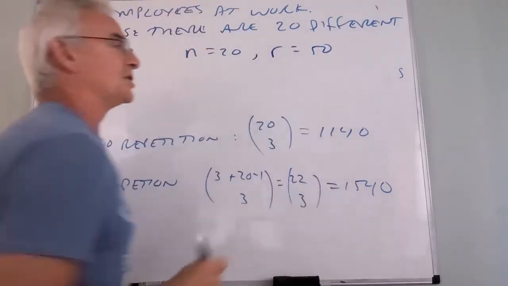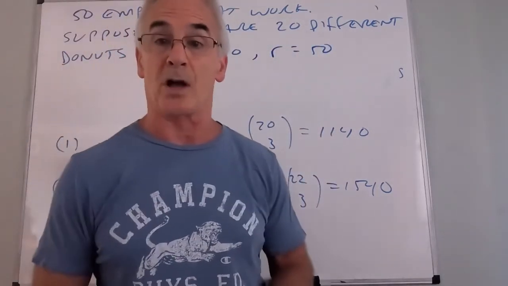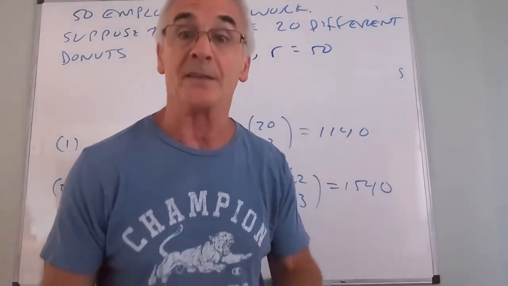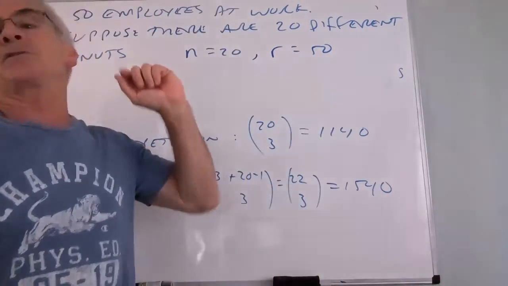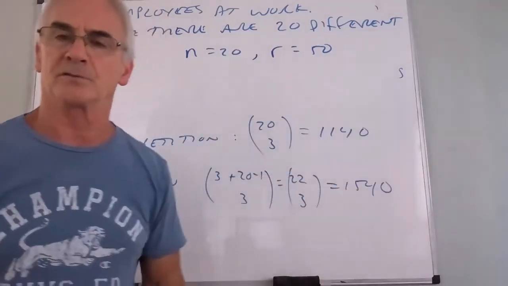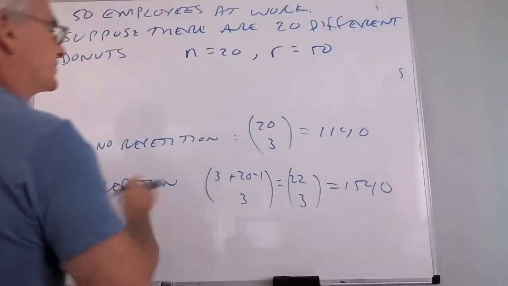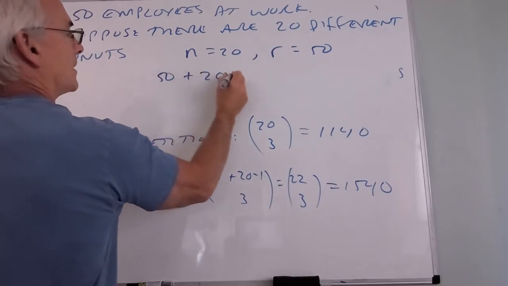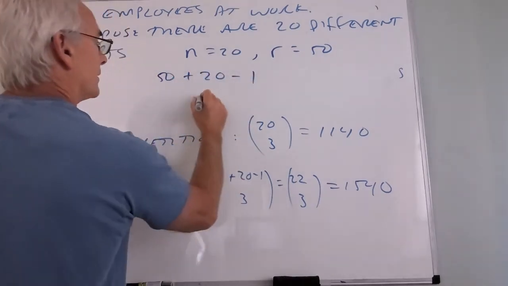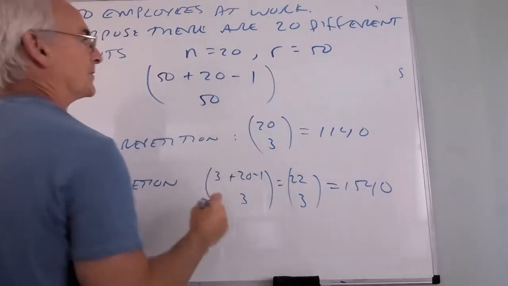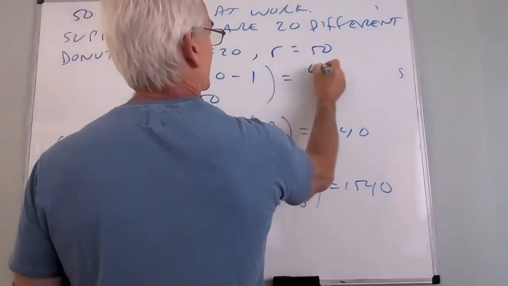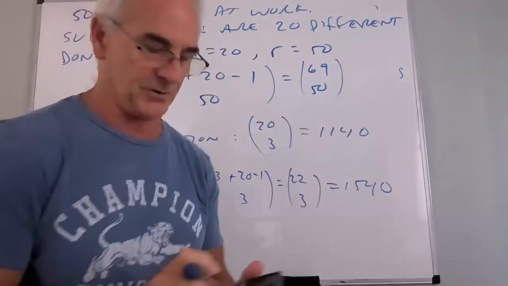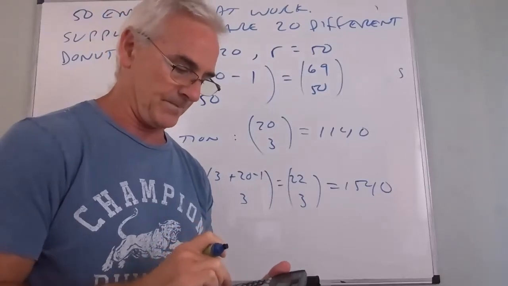Now, this defies the usual combination, because in the usual combination, R has to be less than or equal to N, because I can't use anything twice. But now I could have 5,000 employees. I still have 20 different donuts. So the answer to the question is 50 plus 20 minus 1, choose 50. So that would be 69 choose 50. Now that's astronomically large, but certainly easy enough to do on my calculator.